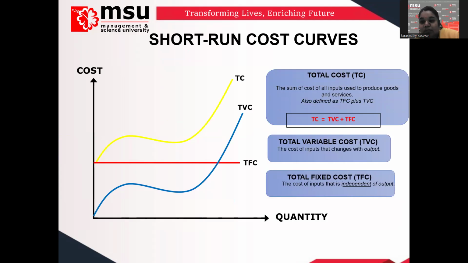For the short run curve, the TC curve, the yellow color, is higher because TC contains the TVC plus the TFC. You can see the TVC is at an increasing rate, but the TFC is the same. Why is the TFC horizontal like this? Because this is a fixed input, where the cost does not change according to the amount of output. But the TVC changes; the cost will change according to the increase in the amount of output.